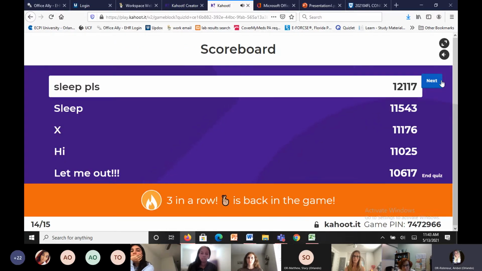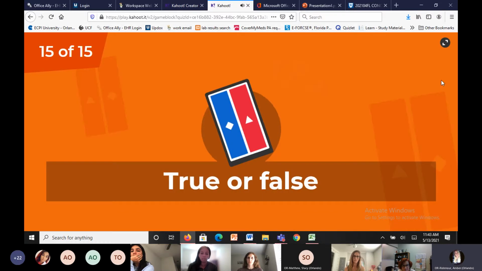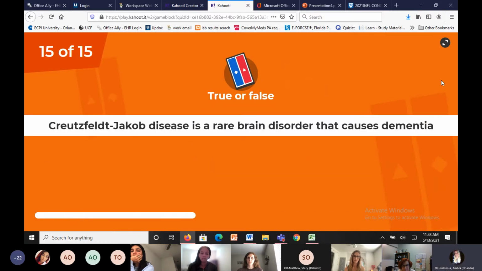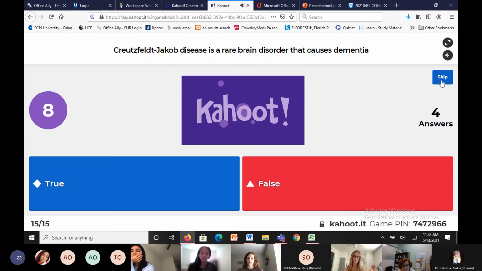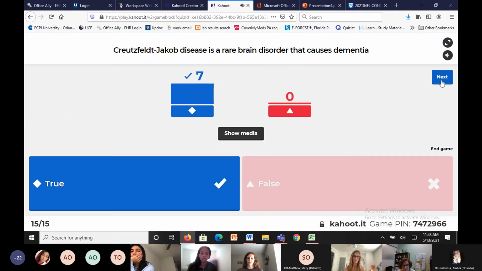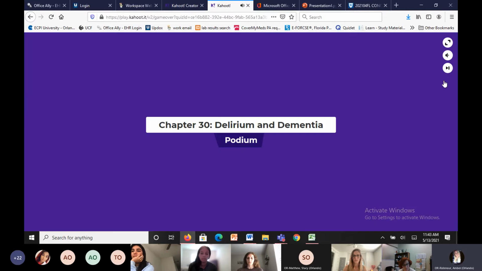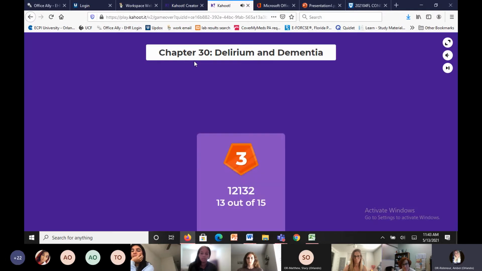And the final question. So this is true. It's Creutzfeldt-Jakob disease. I don't know if I said that right, but it is a rare brain disorder. Remember that it's a rapid onset and death within a year typically. So very sad disease. And I think that is the end.